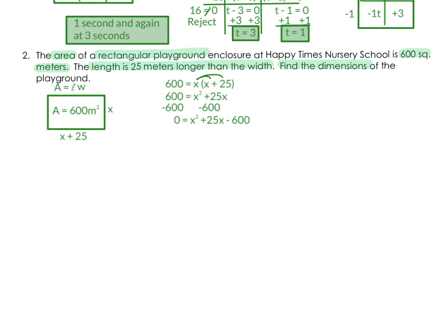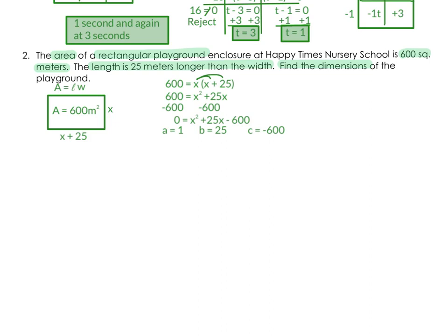So first thing that I need to do is check for standard form. It is in standard form. Then I need to identify the A, B, and C value so that I can substitute them into the quadratic formula. The A value is 1, the B value is 25, and the C value is negative 600.